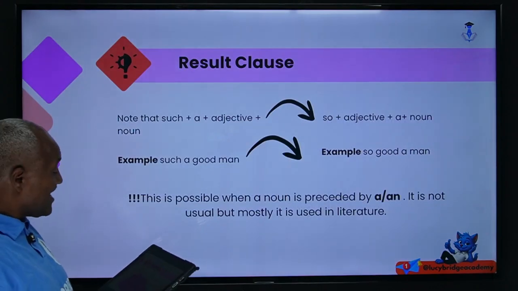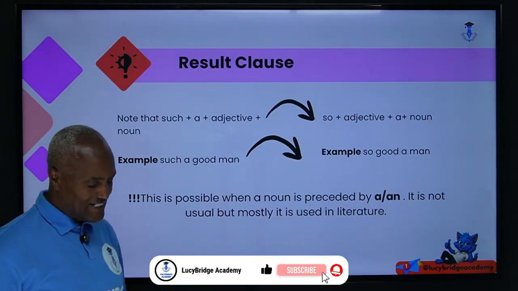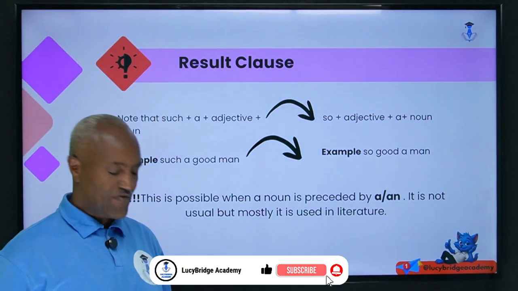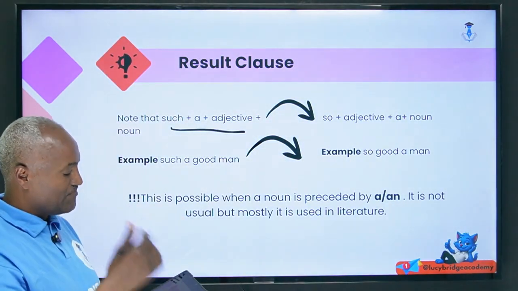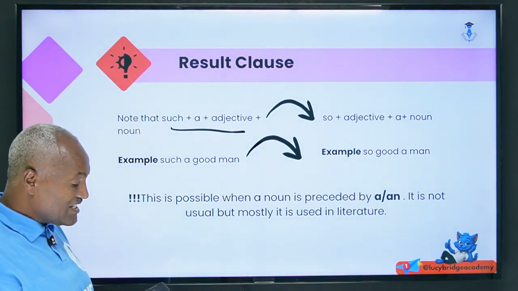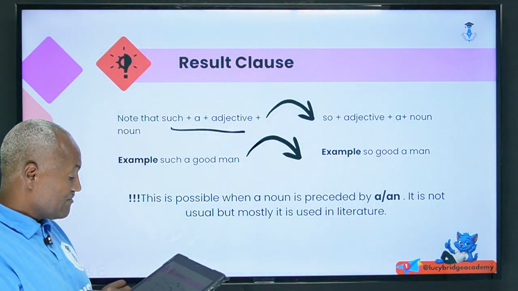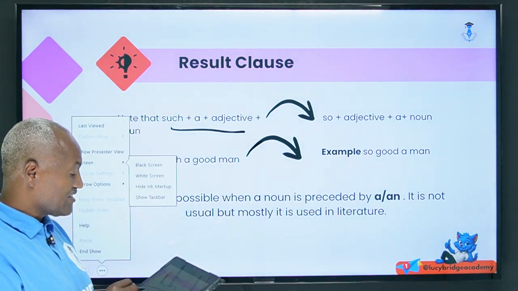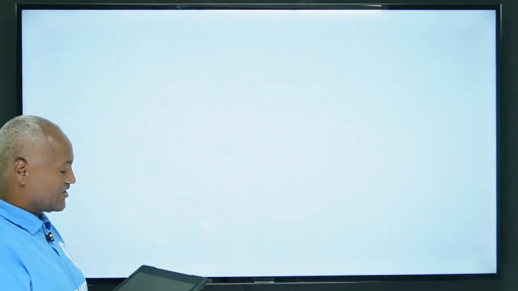So again, with result clause, note that such a, we do have another pattern. For instance, such a or else an adjective plus noun. But there is a possibility that, for instance, let me show you this one. Sometimes people are confused. There is another type. For instance, look like this.